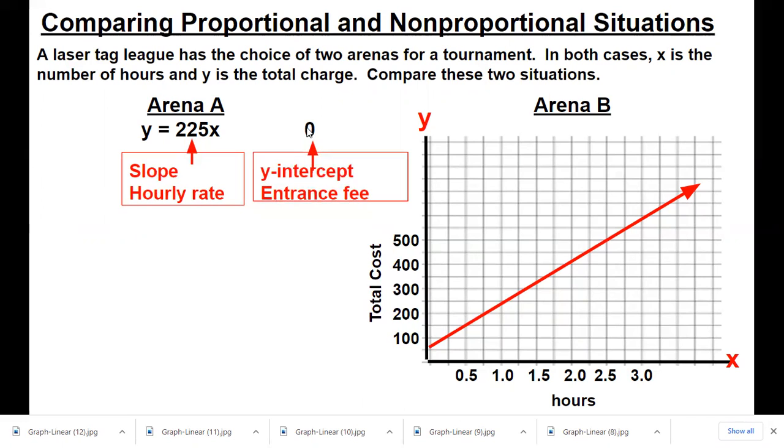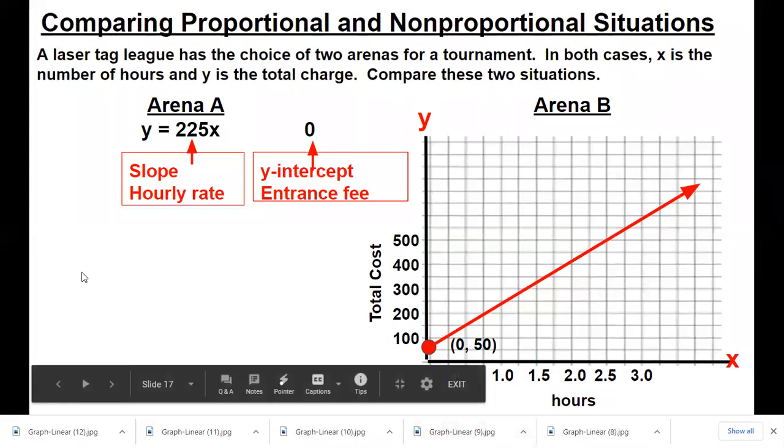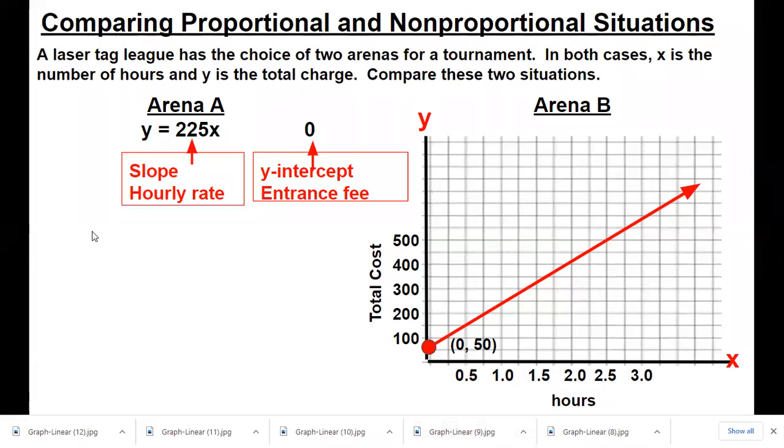The entrance fee is 0. Why? Because there's no B. There's no entrance fee. Okay, let's look at the graph for Arena B. It's at 0, 50. So it starts at 50. It doesn't start at 0. So there is an entrance fee.